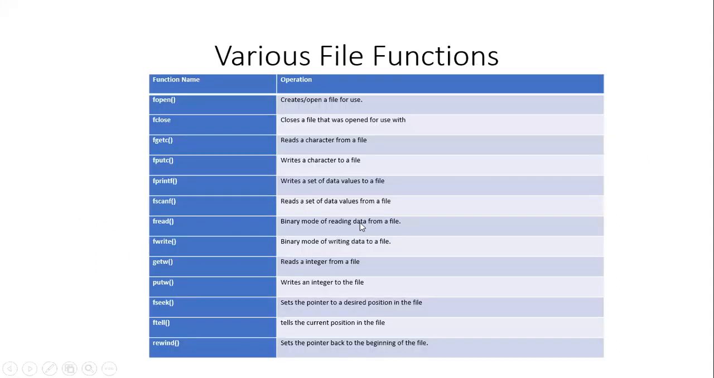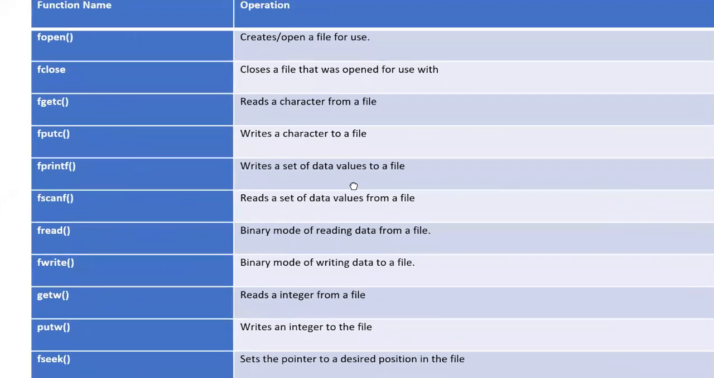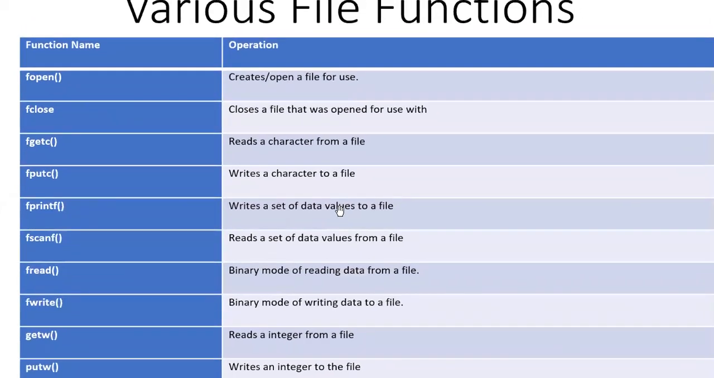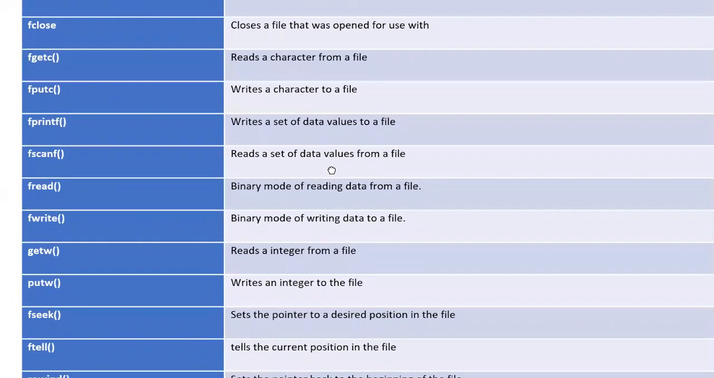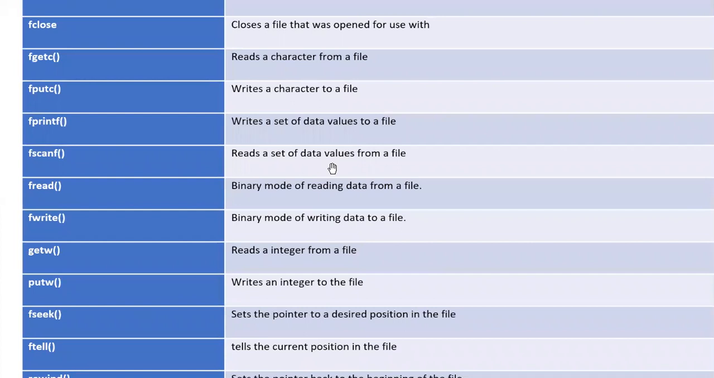Following is the list of some of the functions that you can perform on a file. You can open a file using fopen, close the file using fclose. You can read one character at a time using fgetc, and you can write one character at a time using fputc. fprintf and fscanf functions can be used to read objects and write objects into a file. fread and fwrite are used to perform the read and write operations in the binary mode. getw and putw are used to read and write the integer values into a file.